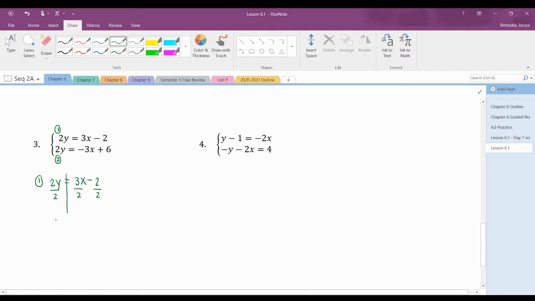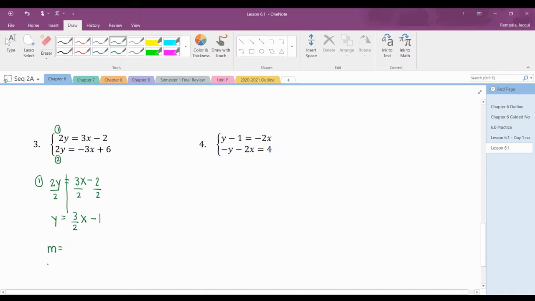That will get us the y by itself. 3 divided by 2. That's not going to turn into a nice number, and I'm not going to be able to simplify that down. 3 and 2 don't have any numbers in common, so I'm going to keep it as 3 over 2. There's still an x with it. Notice that negative 2 divided by 2 turns into negative 1.